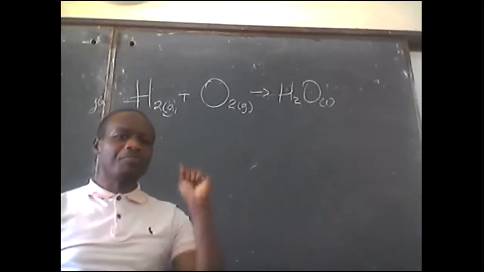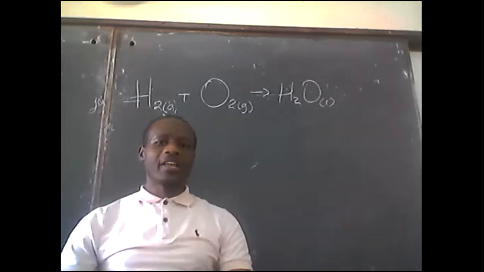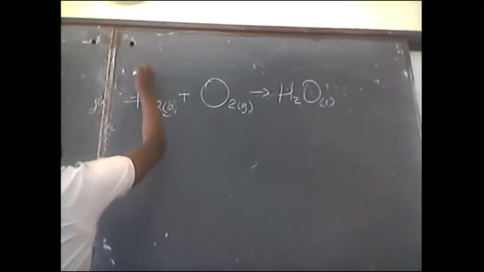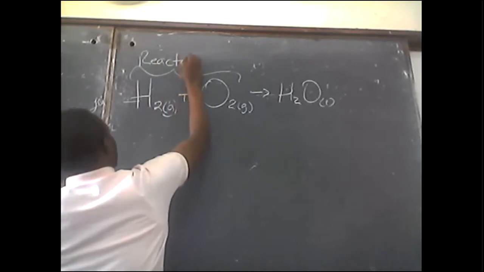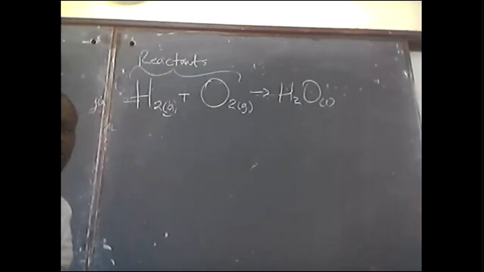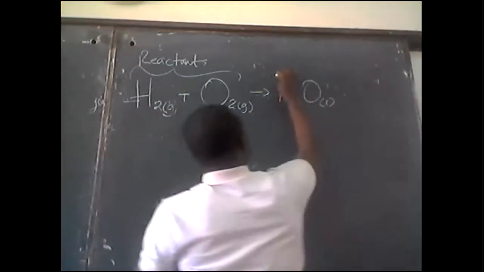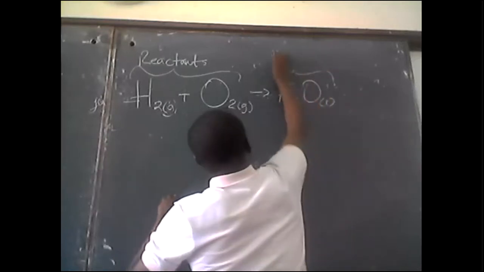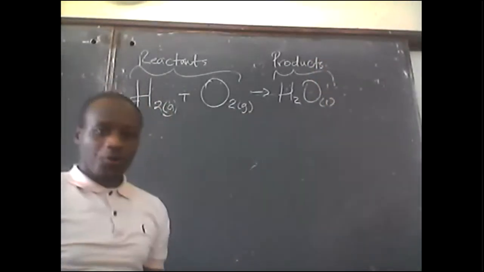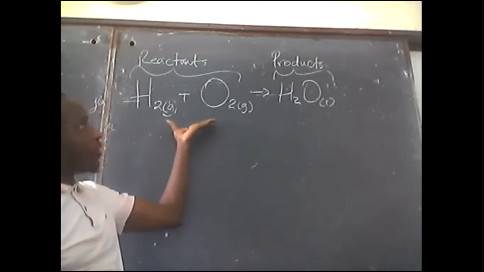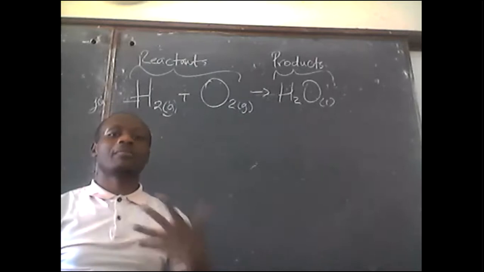Now, when you talk about balancing an equation, we are trying to make sure that the atoms on the left-hand side, and those ones, we call them reactants, are equal to the atoms in products, and our products are on the right-hand side. These are the products. So our main job now is to make sure that atoms on the left-hand side are equal to the atoms on the right-hand side. That is what we call balancing.